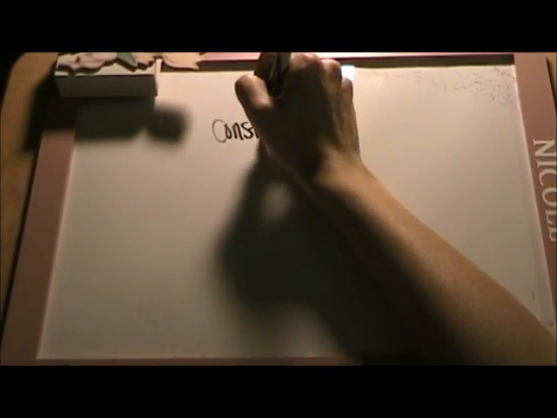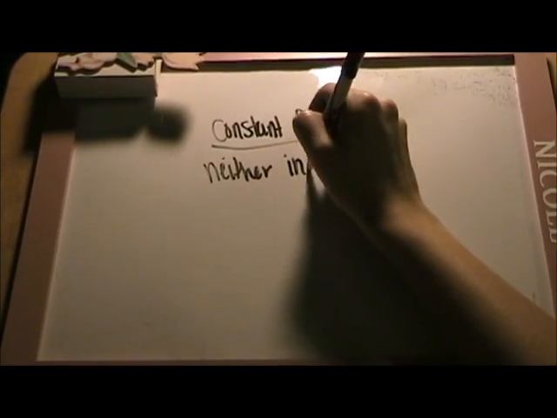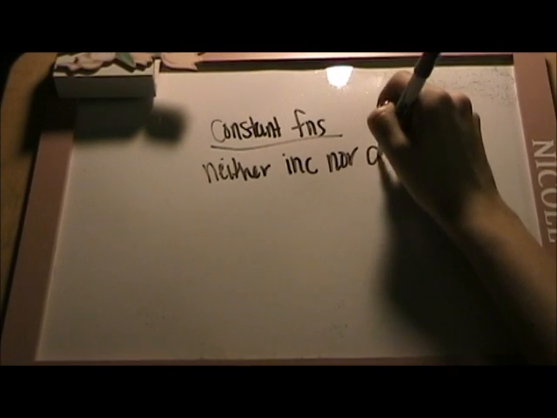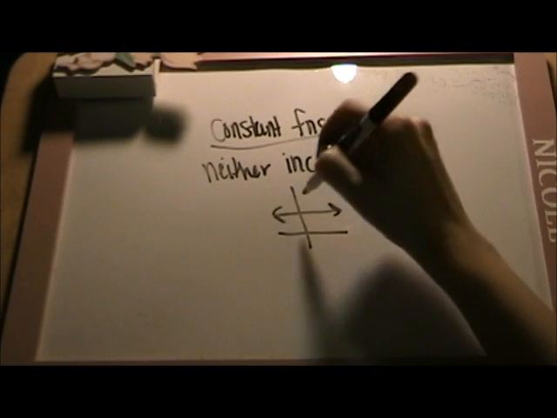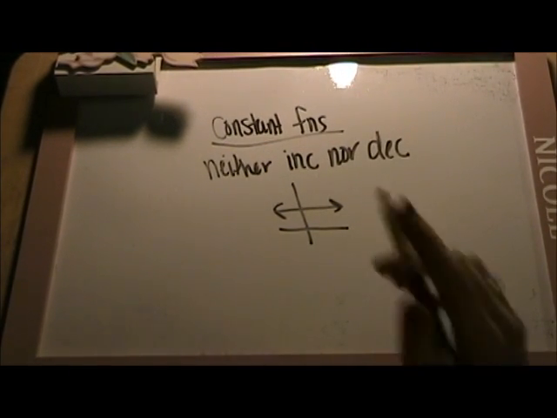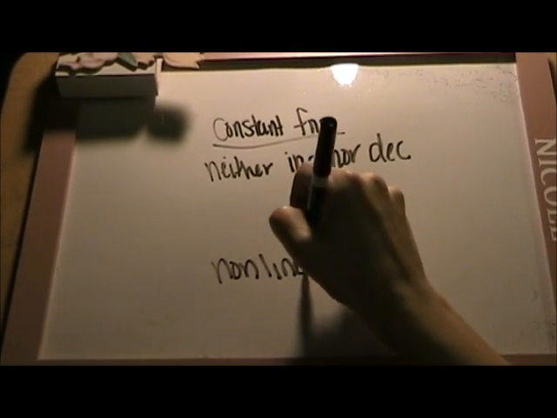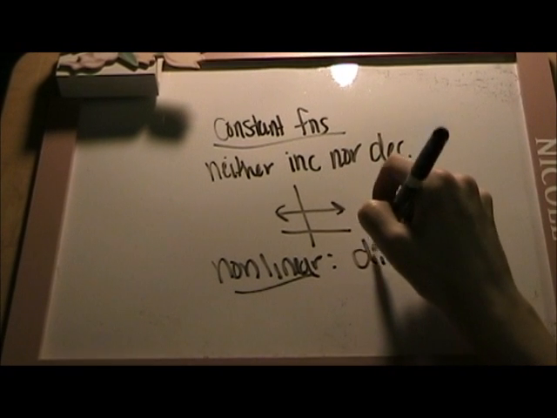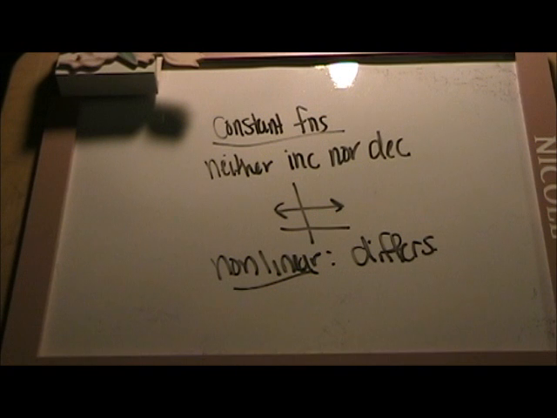Constant functions. They are neither increasing nor decreasing. Remember, a constant function is just a horizontal line. You're not going up or down, you're staying the same. So constant functions, neither increasing nor decreasing. Nonlinear, it differs for each equation. So you take each nonlinear function as it is.